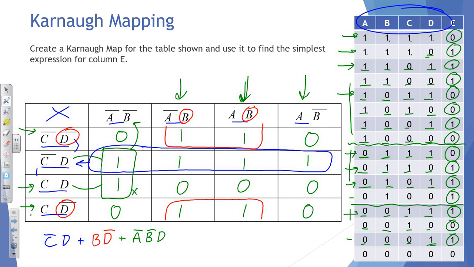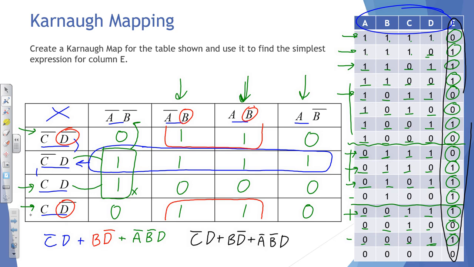So the simplest way to achieve the outcomes of column E would be the negation of C and D, or B and the negation of D, or negation of A, negation of B, and D.